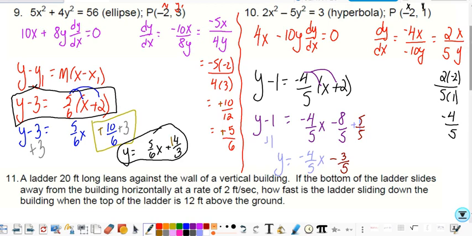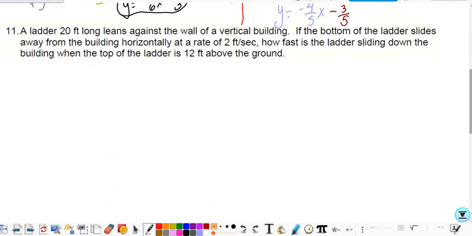Now we've got related rates. A ladder leans against a wall. I'm going to draw a picture. 20-foot ladder. That's never changing. The length of the ladder is not going to change. How far from the wall might change, how high on the wall might change. So I'm going to give those variables.